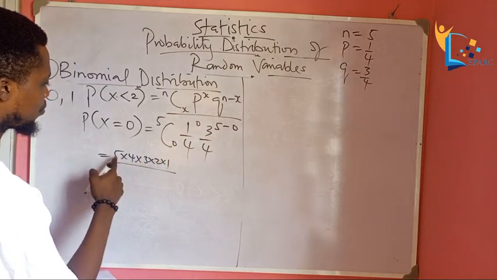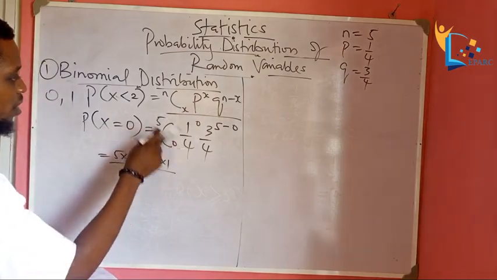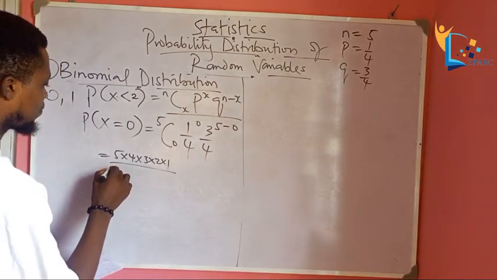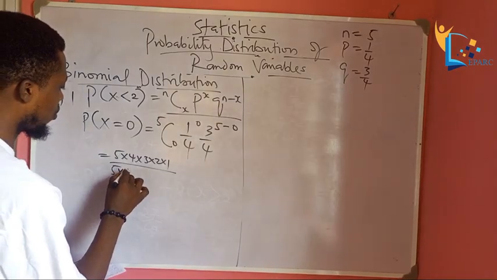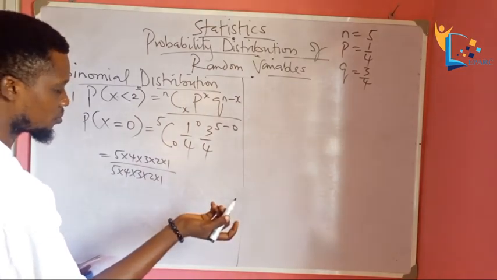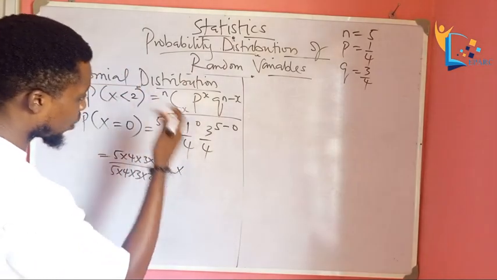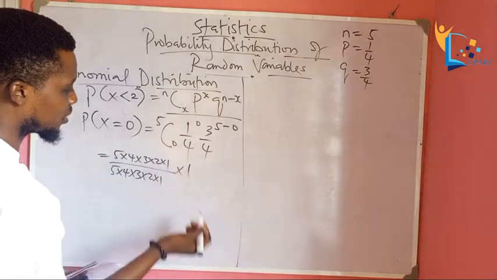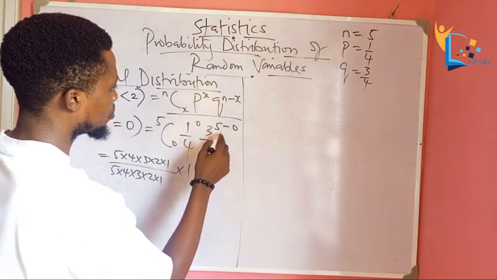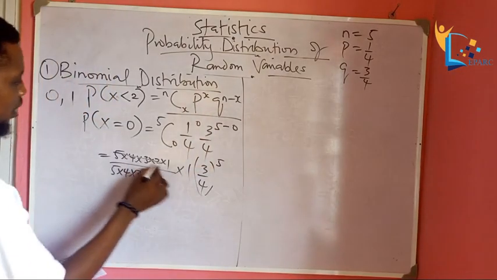So basically we have 5 times 4 times 3 times 2 times 1 here, because 5 minus 0 is 5. So we have 5 times 4 times 3 times 2 times 1. Then 0 factorial here is 1. Okay? So this automatically will cancel this. So we have 1 over 4 raised to the power 0 is 1. Remember our law of indices. Okay, so 3 over 4 raised to the power 5 minus 0 is 5. Okay, so this will cancel this automatically.